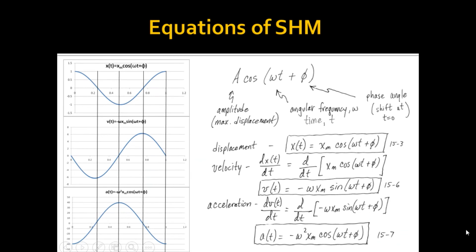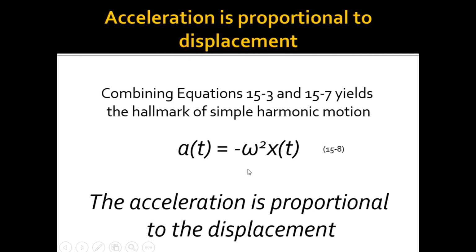Okay, so now what we're going to do is take our equation for displacement and our equation for acceleration. We see that in my equation for acceleration I have x max cosine omega t plus phi. Well, that's exactly what the displacement as a function of time is equal to. So I'm going to take this whole part of the equation for acceleration and replace x max cosine omega t plus phi with x of t. And so that's what I get when I do that.